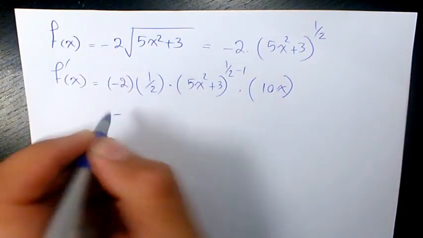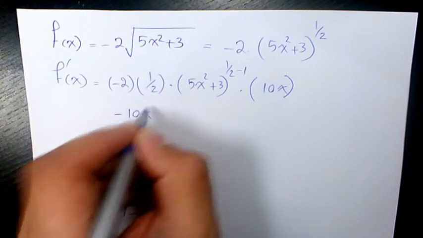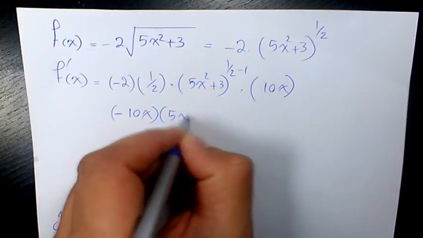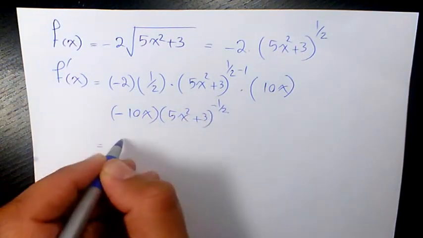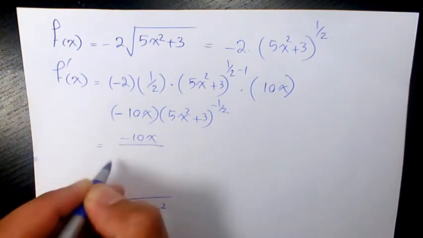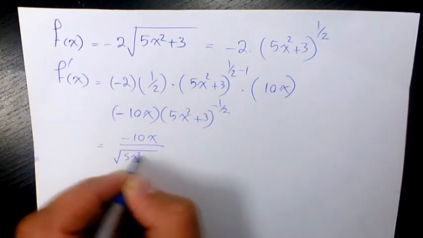It's going to be negative, so negative 10x times (5x squared plus 3) to the power of negative 1 over 2. So that's going to be negative 10x over square root of 5x squared plus 3.